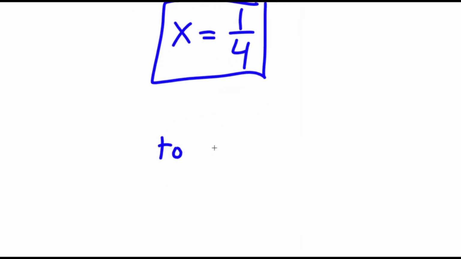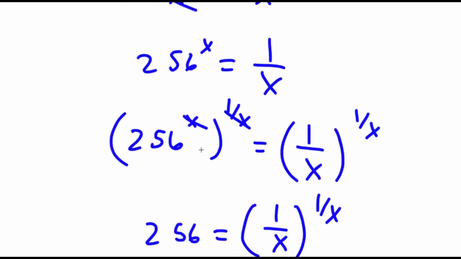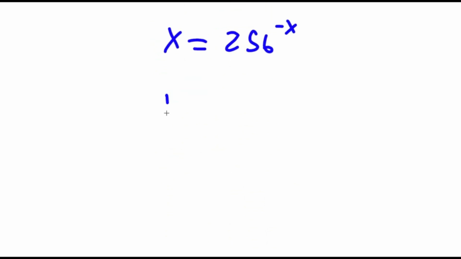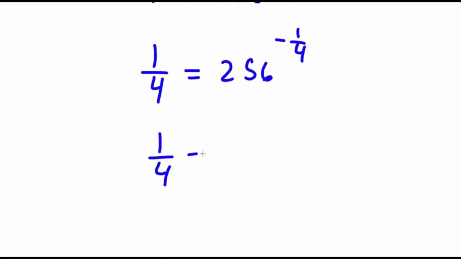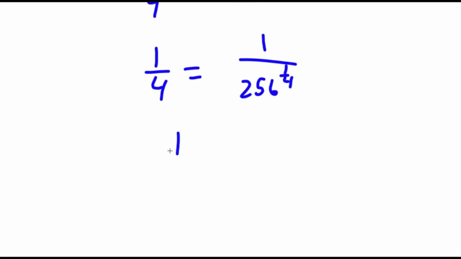So now to check, I have x is equal to 256 to the power of negative x. And x is equal to 1/4, so I have 1/4 is equal to 256 to the power of negative 1/4. And this is the same thing as 1/4 is equal to 1 over 256 to the power of 1 over 4. Now, 256 to the power of 1 over 4 is 4, so I have 1/4 is 1/4, and this is right.